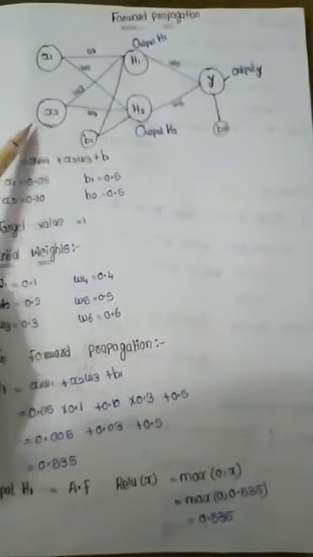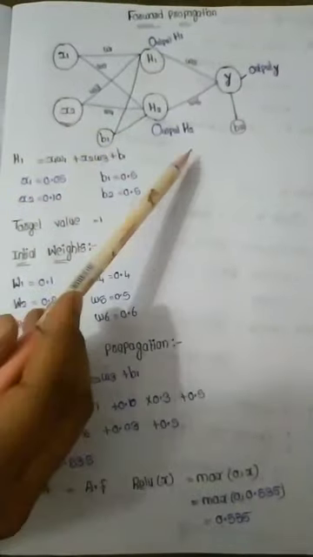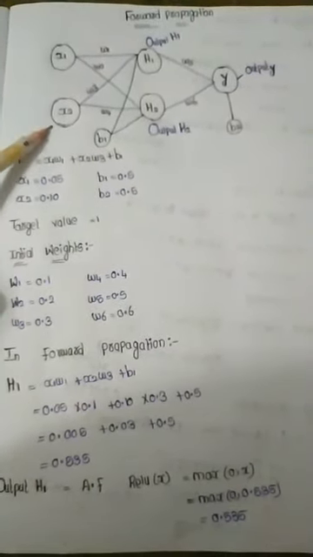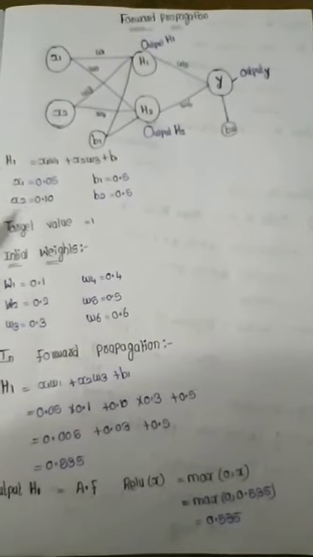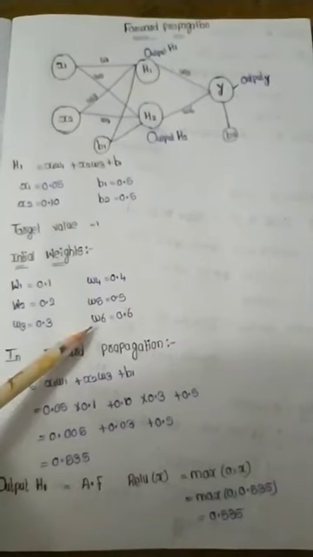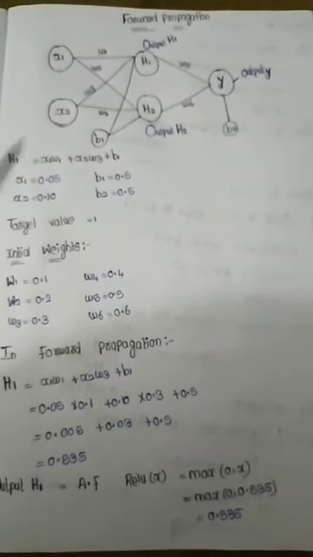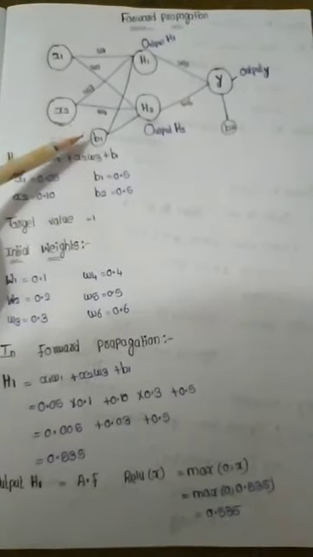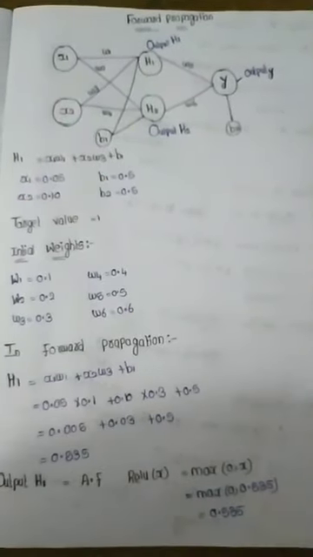Here we can see how forward propagation works. Here I have taken x1 and x2 as the two input values, and initial weights w1 to w6, and the target value is 1, with biases b1 and b2.